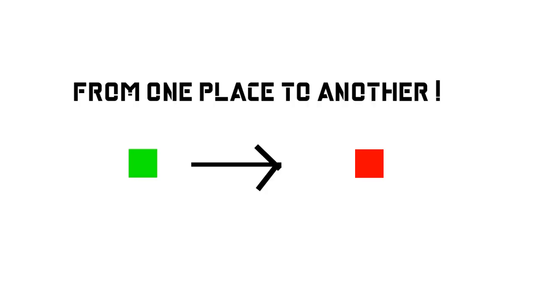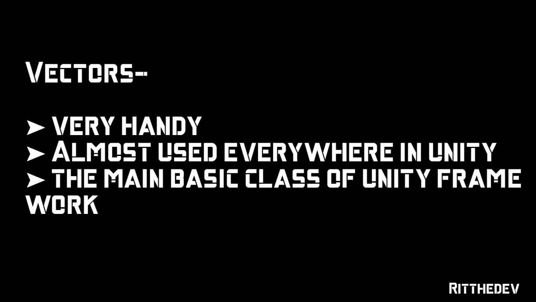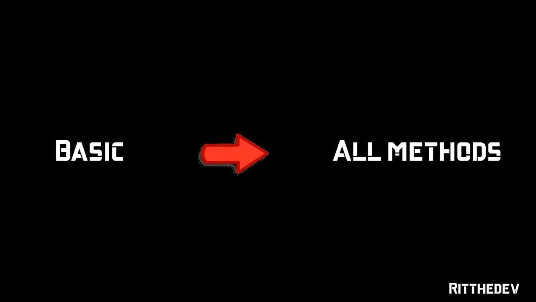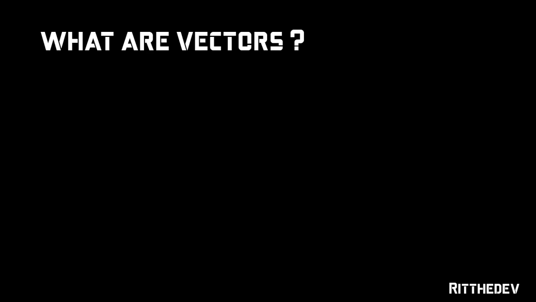Let's say you want to move a game object from one place to another in Unity. Then you would have to use vectors. Vectors come in very handy dealing with player movement and many other things. Today I'm going to explain what they are and how to use them from the basics. So let's start with what vectors are.